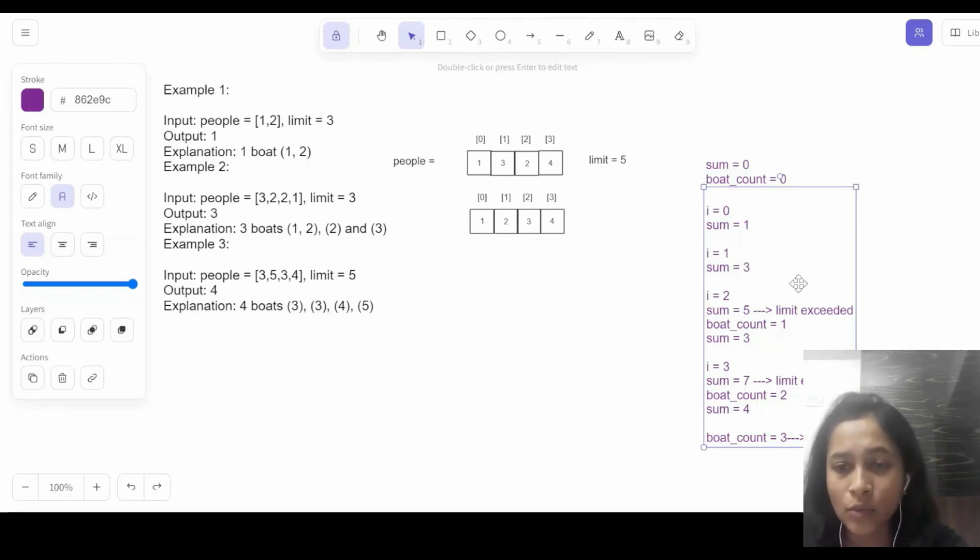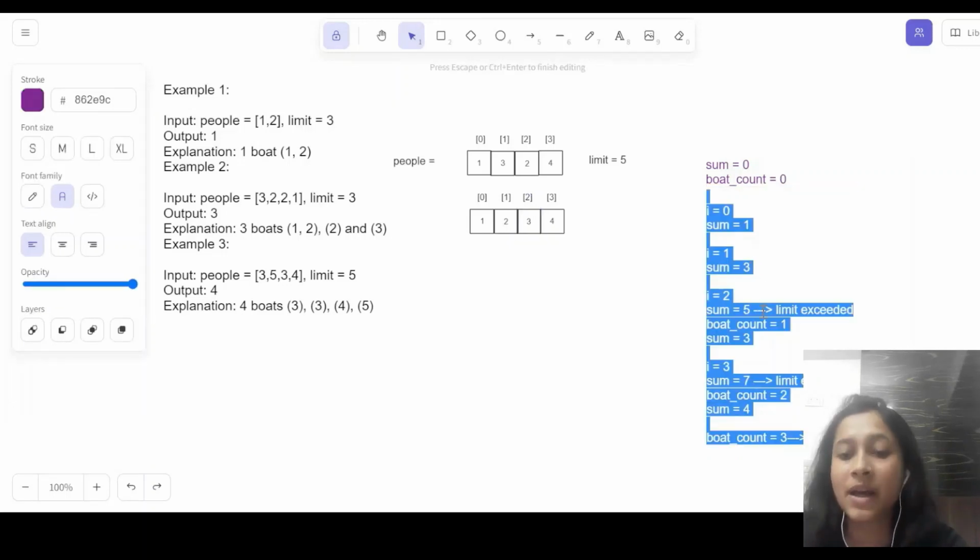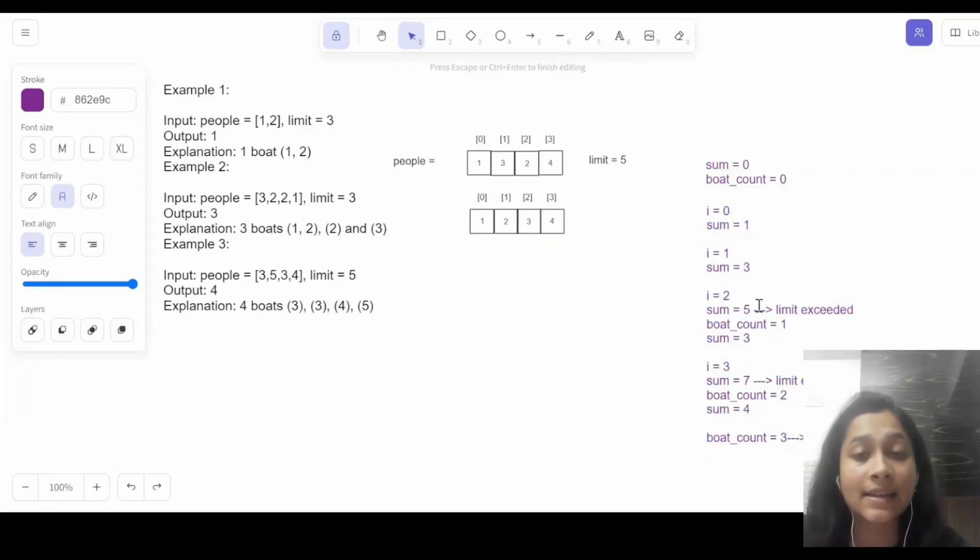So I'll move forward. Index 2, the weight is 3. When I add it to my sum, it becomes 5, so it exceeds the limit. Therefore, I will increment my boat count and reset my sum variable to 3. Now 3 is less than 5, yes it is, so I will increment my index.